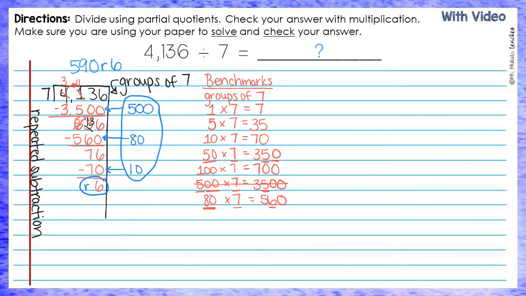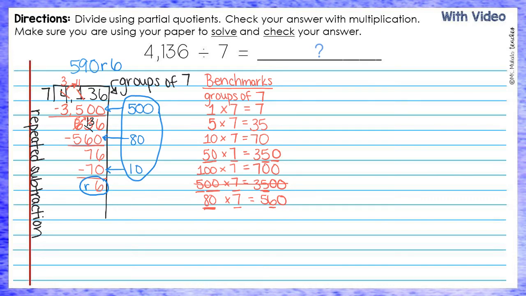Now if this was in a word problem, the remainder 6 might mean something else. For example, these might be 6 extra people, and we don't want to forget them, so we might have to make another group. There are many different situations, and the remainder has different meanings depending on the context. So we'll continue to work on that when we're working on word problems.